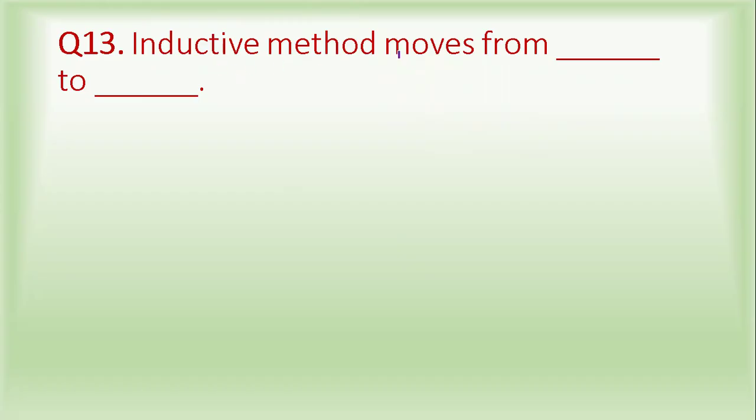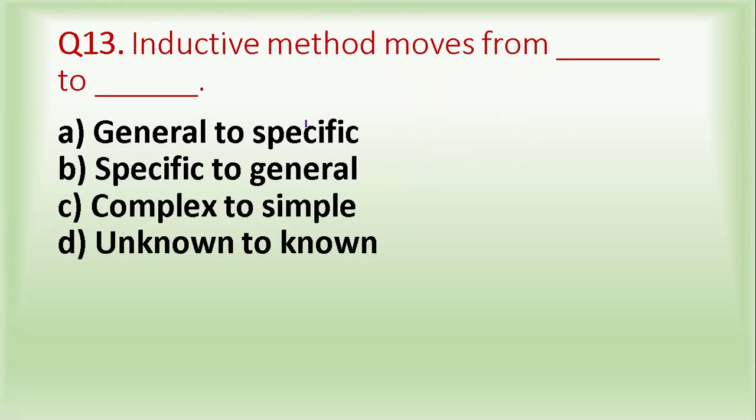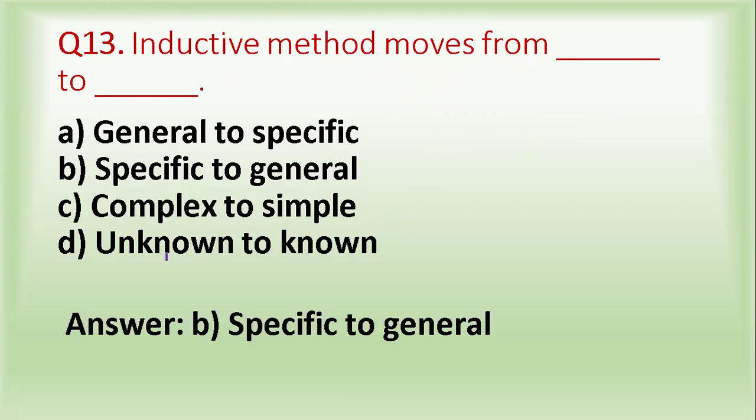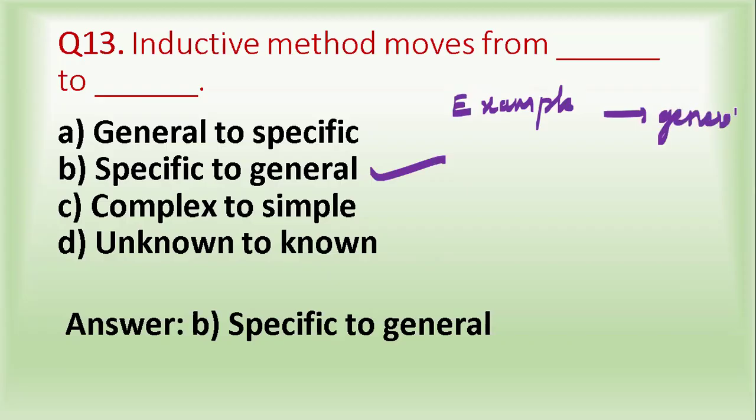13th question. Inductive method moves from dash to dash. This is easy question. General to specific, specific to general, complex to simple, known to unknown. Option is specific to general. Inductive method: first, give an example, then go to general rule.